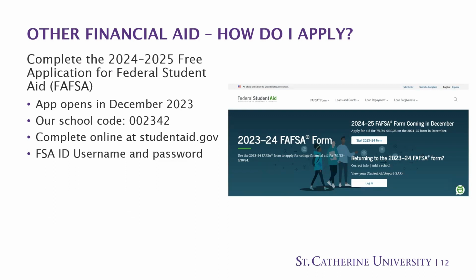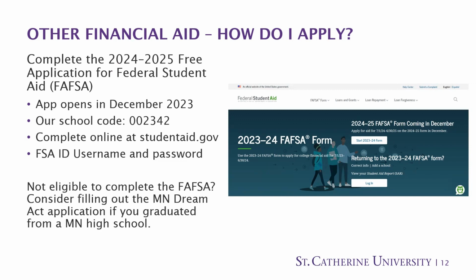Students can send their FAFSAs to up to 20 schools, so make sure to add St. Kate's using our school code of 002342. The most convenient way to complete the FAFSA is online. Students, parents, and other contributors will need to create their own unique FSA ID username and password. For undocumented students who do not identify as U.S. citizens or eligible non-citizens and attended and plan to graduate from a Minnesota high school, you may be eligible for state financial aid and will want to complete the Minnesota DREAM Act application.